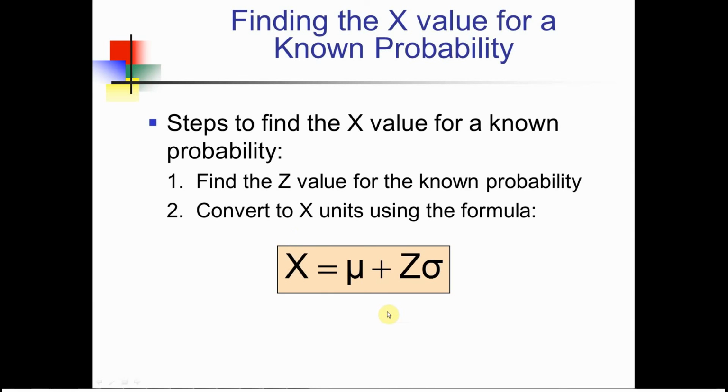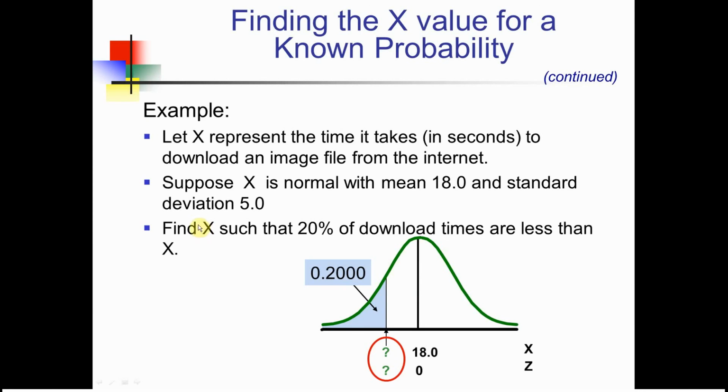And we would like to be able to say maybe with 90% of time a certain thing occurs that varies with mean mu and standard deviation sigma. We would use this formula to figure out what that is. So take an eye on this, as we're going to actually use this as part of our basic model in supply chain. So let's take an example: x is the time it takes in seconds to download an image file from the internet, and we know that x is normal with mean 18, standard deviation 5.